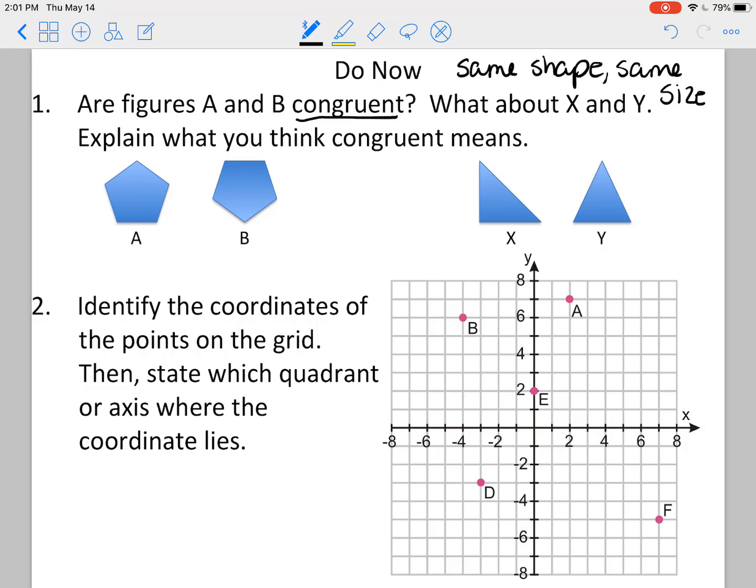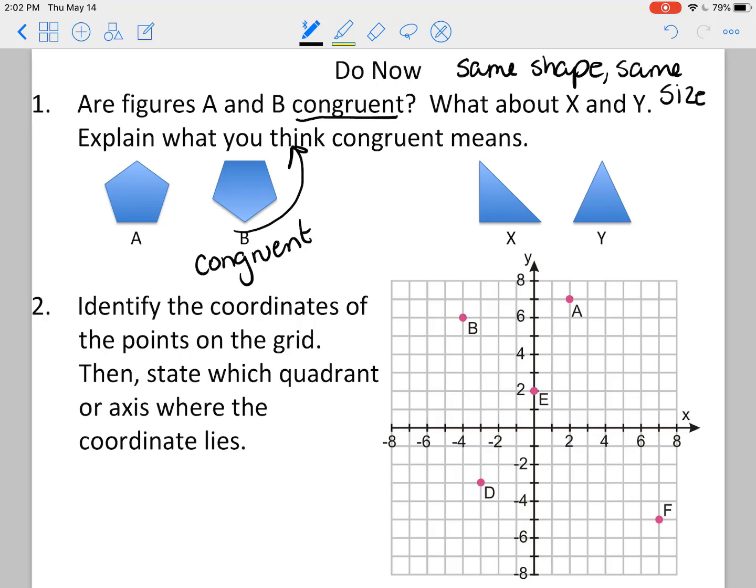So question number 1 says, are figures A and B congruent? What about X and Y? So if we look at A, both of these look to be pentagons because they both have 5 sides. And just from a glance, it does look like if I were to rotate figure B around, I would be able to place it on top of A, and they would be the exact same shape and the exact same size. So they are congruent.